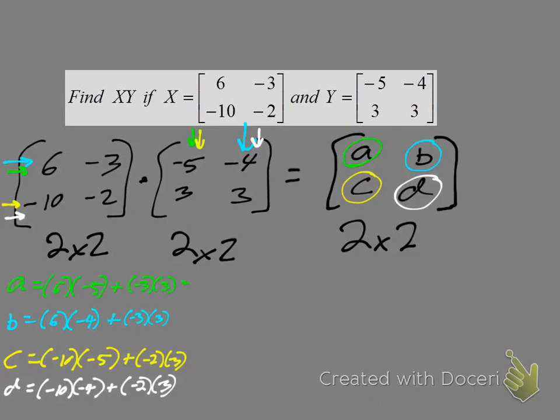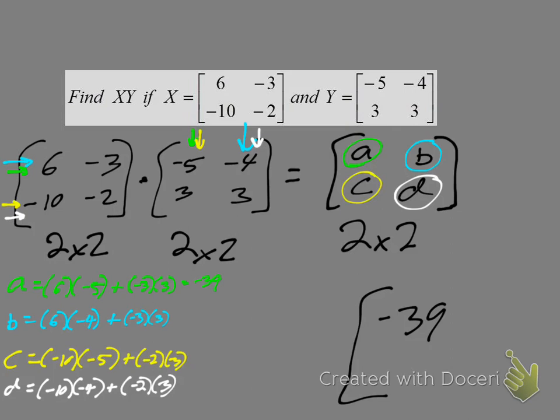So now all you got to do is do all 4 of these operations. So 6 times -5 gives you -30. Minus 9 gives you -39. And that's going to go over here. Here's our answer matrix.